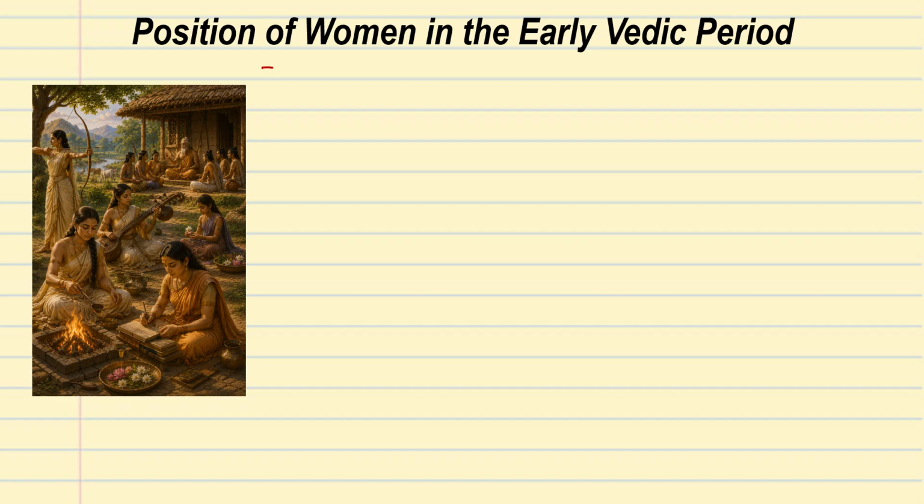So in the early Vedic period, women had high social status, which is very important. In the ancient period, in the first form of Indian culture that we know of, women had a very high social status. There was no child marriage. So, child marriage did not exist in the early Vedic period. Girls received education and it was considered important.